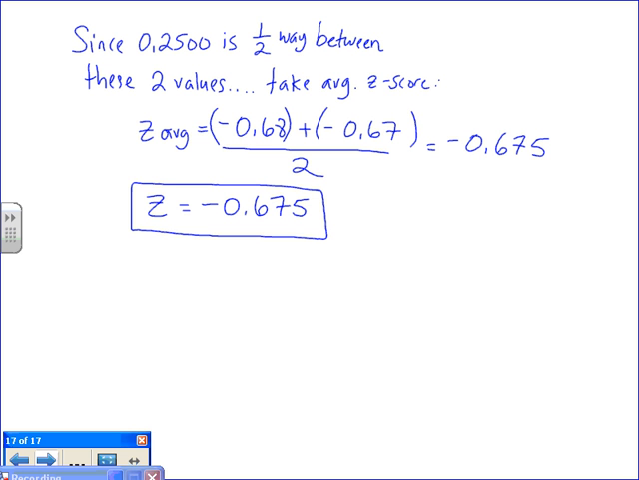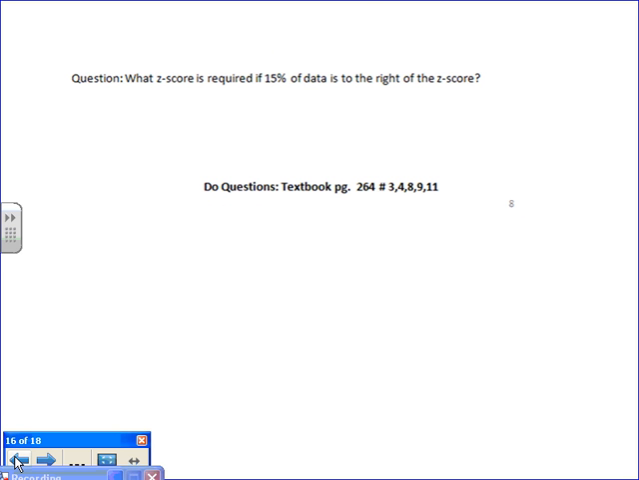Okay. Let's do one more together, and I'll let you try some of these by yourself. Okay, so our last question: what z-score is required if 15% of the data is to the right of the z-score? Be a little bit careful with the wording. 15% of the data is to the right. Well, that's not what our table uses. Our table shows us data to the left. So we need to be careful that we don't immediately go right ahead and look up 0.015 on our table, because that's going to give us the wrong z-score.